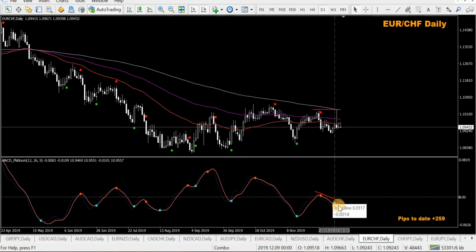Euro Swiss, in nothing at the moment. Again, setting up for looking at possible divergence. There's a double top on the chart. There's already been a sell signal there. It's probably just going to have to wait now.